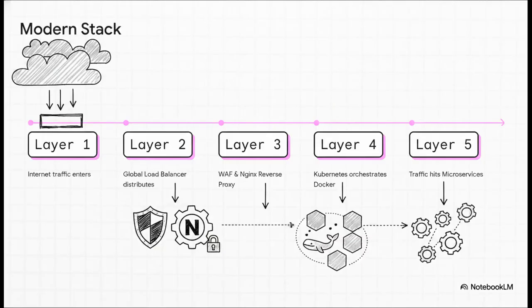Let's move to the next one and see how this builds into the real world. What we're looking at here is the vertical architecture waterfall of a modern tech stack. So traffic flows from the internet, hits a global load balancer, passes through a web application firewall, goes into a reverse proxy like Nginx, which then routes it down into Docker containers orchestrated by Kubernetes, and finally hits your actual microservices. This layered defense and distribution is exactly how the big players survive.